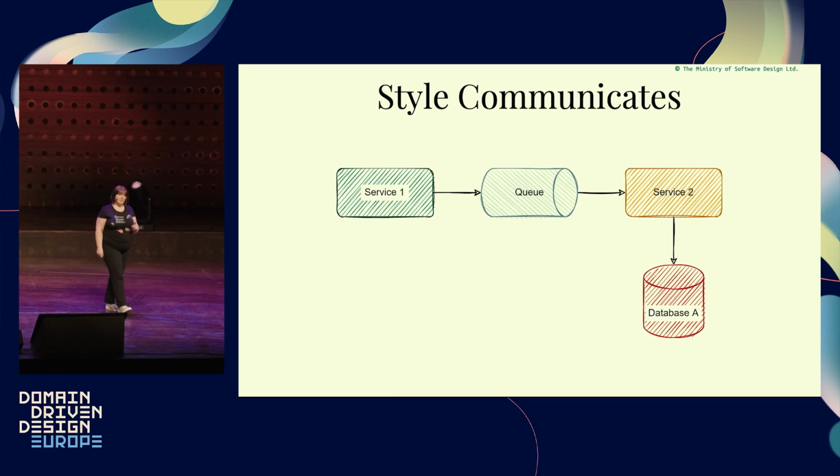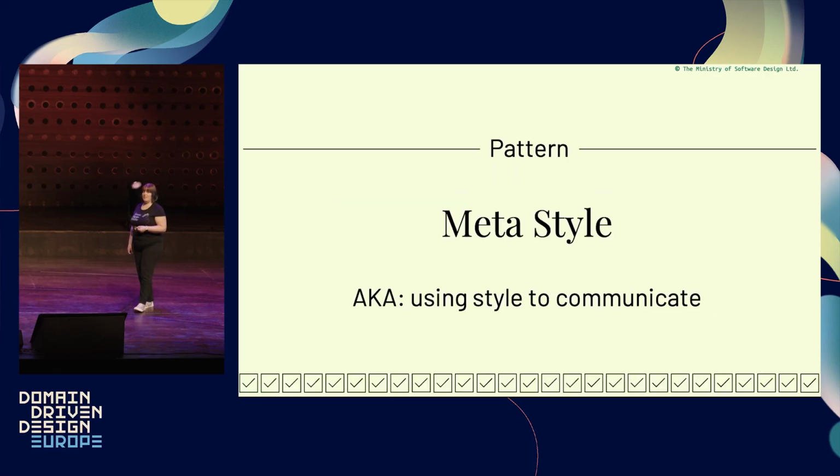But show this to your stakeholders when you're further along in the project, and they might start to think, ooh, are things further behind than we're being told they are? And they might start getting worried. I call this pattern meta-style, also known as using style to communicate. And I call it meta-style because it's a bit like metadata. We're not specifically communicating this information, but people are getting that information just from looking at our diagram.